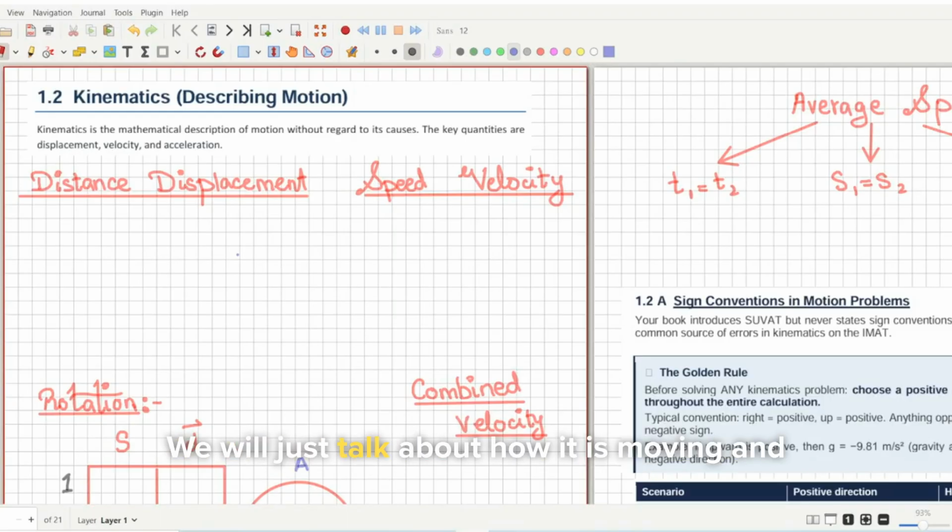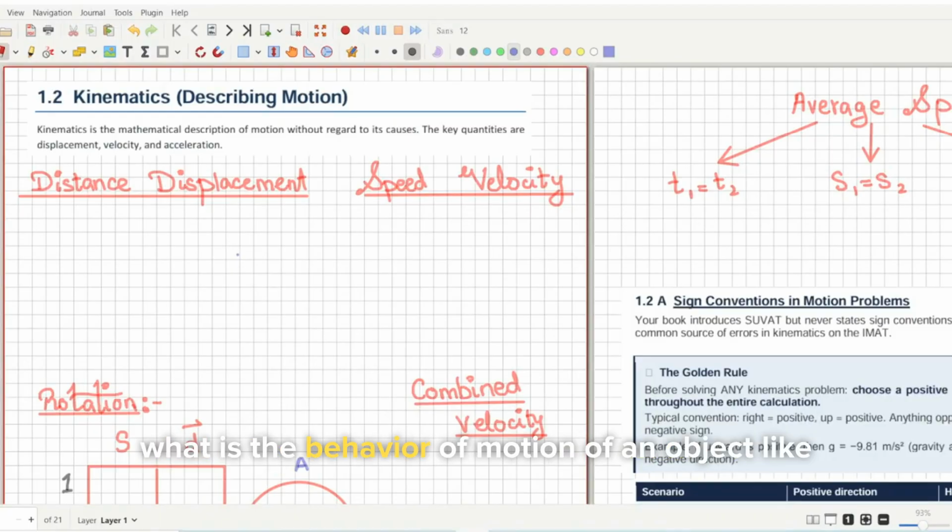We will just talk about how it is moving and what the behavior of motion of an object is, like what is the distance, what is the displacement, what is speed, what is velocity, and how much is it moving. But we don't need to know why it is moving. We will be discussing it in the dynamics part. So in today's lecture we will discuss everything about motion.